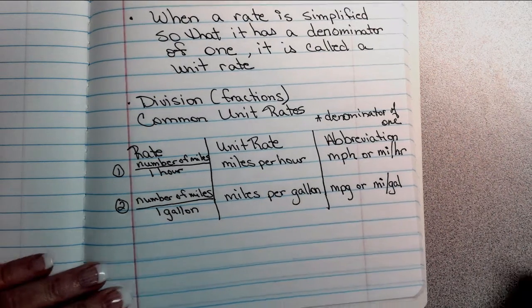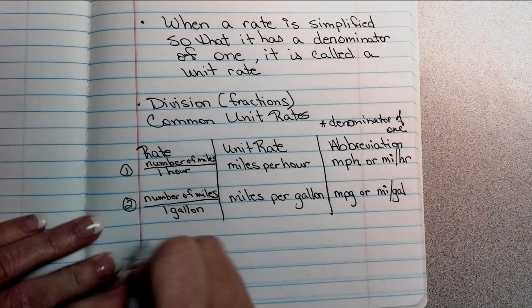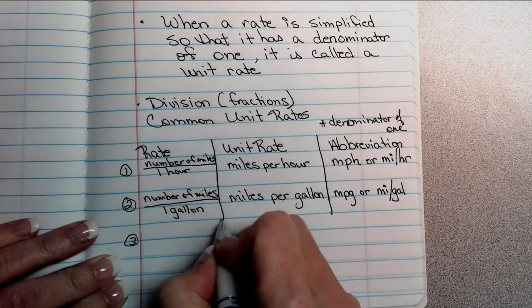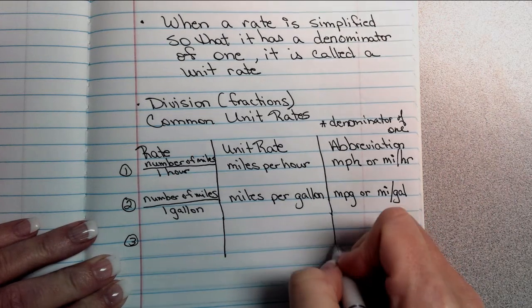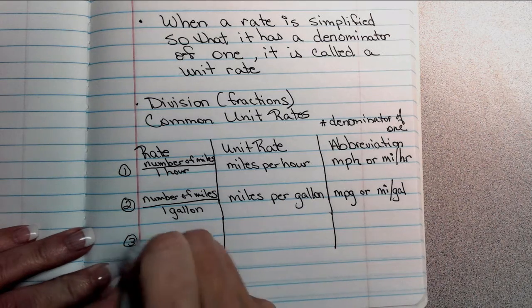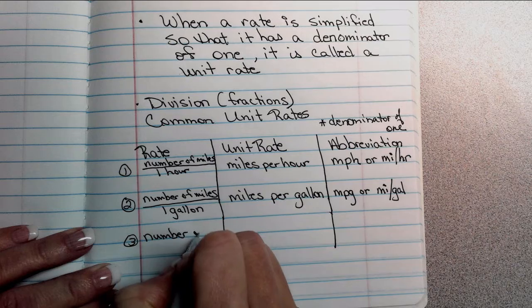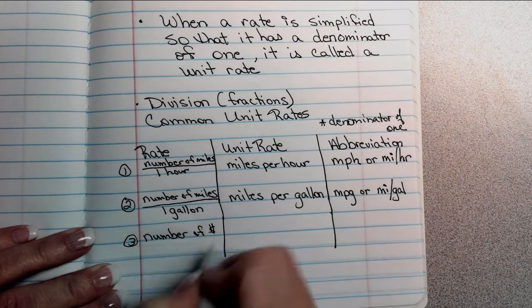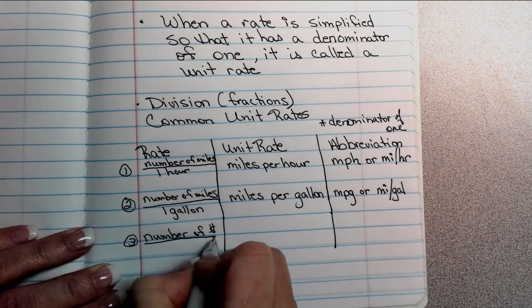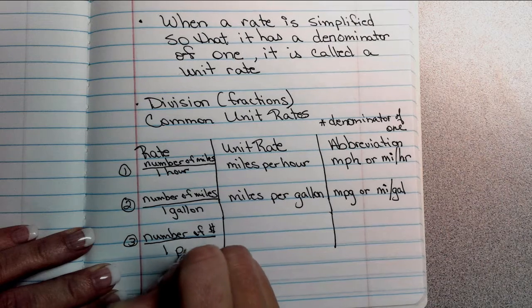Okay. All right, and then let's put one more. Just keep carrying on with your chart. Let's look at the number of dollars for 1 pound.